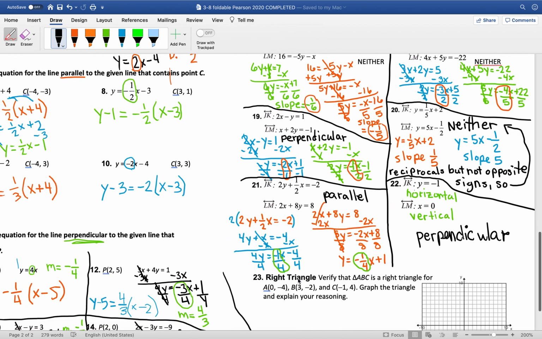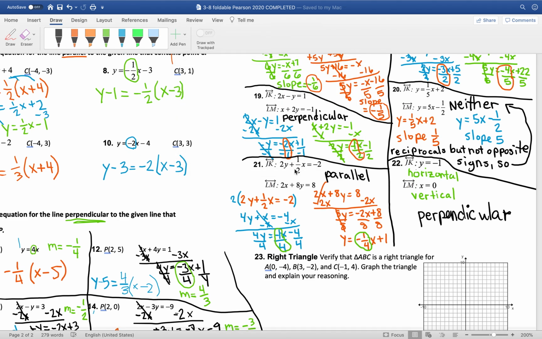21. These two lines, when I solved them for y, did come out to be the same slope. So I started fraction busting on the first one, multiplying everything by that denominator of 2. So I ended up with 4y plus x equals negative 4. Then I subtracted x from both sides and divided everything by 4, which gave me a slope of negative 1/4.